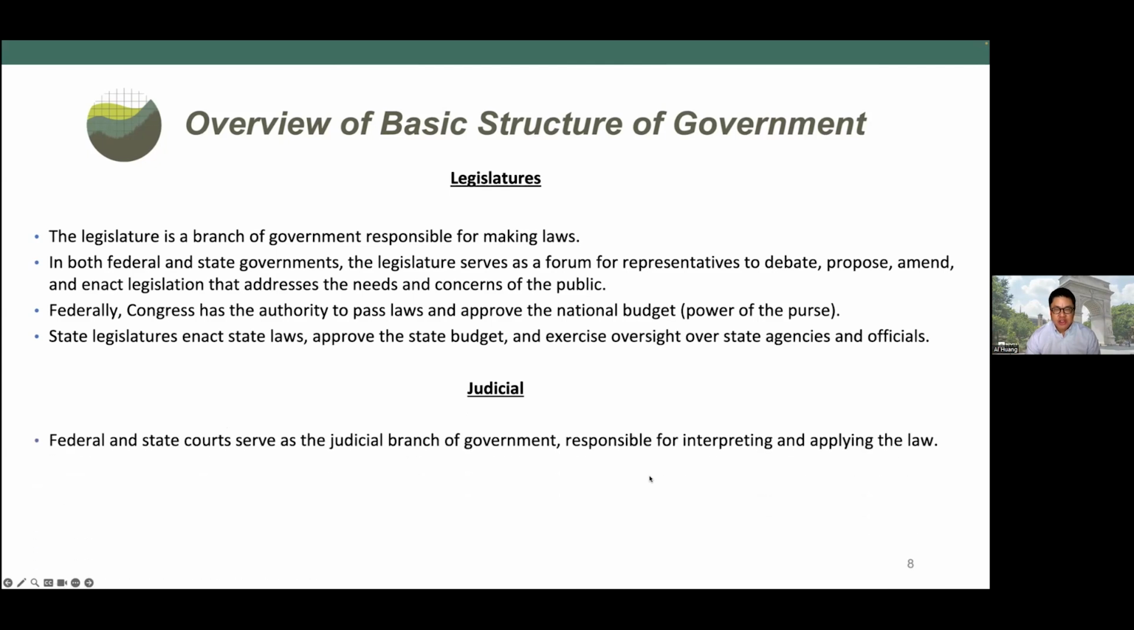And then finally, there's the judicial branch. We're not going to really focus on the judicial too much, but generally, federal and state courts serve as the branch of government that's responsible for interpreting and applying the law.